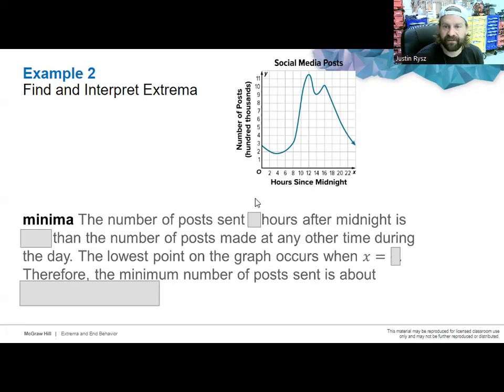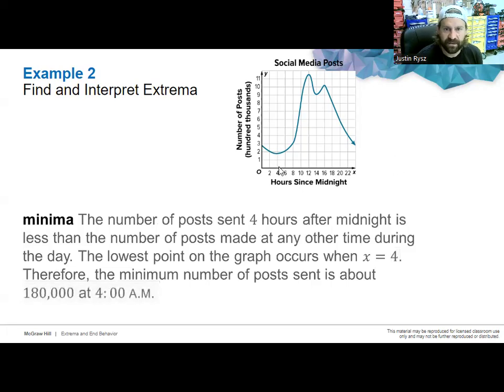Now, the minimum, do we have an absolute lowest point? Let's say it's right there on the graph. So after 4 hours after midnight is the lowest on the entire graph. We don't know exactly the end, so we're looking relative to everything, but we're going to assume that this is the lowest. So the lowest point occurs when x equals 4. Therefore, we have a minimum number of posts around 4 a.m. of about 180,000.